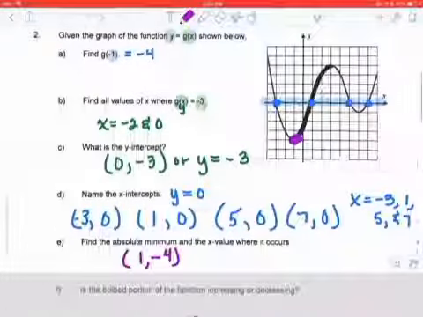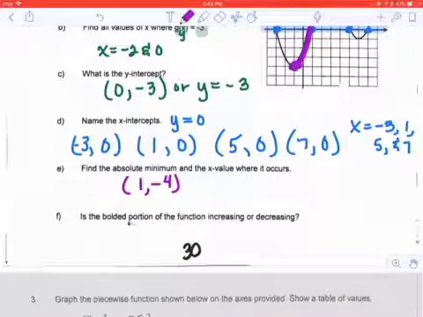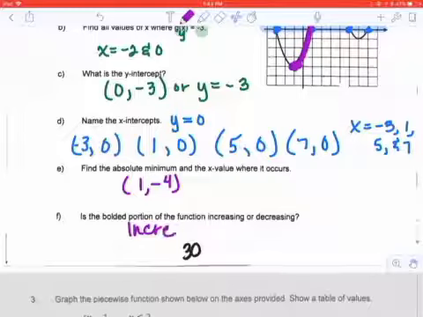Last question, is the bolded portion increasing or decreasing? So that's this right here that I'm highlighting in purple right now. And that is increasing. Remember, if you were on a roller coaster, you are going uphill.